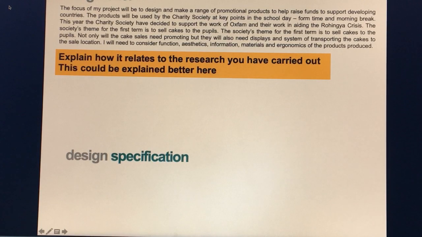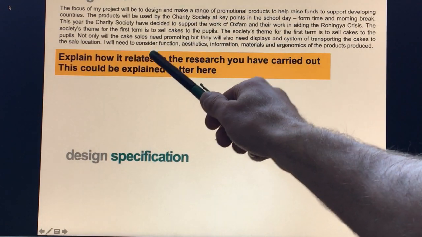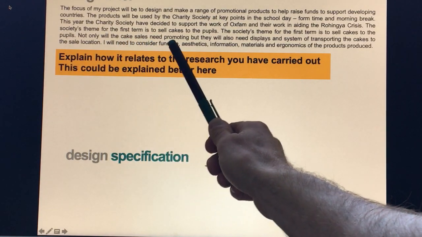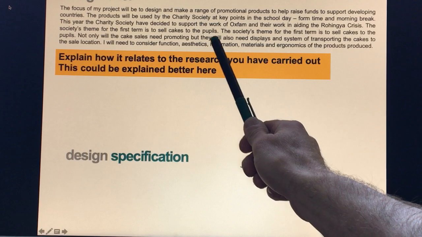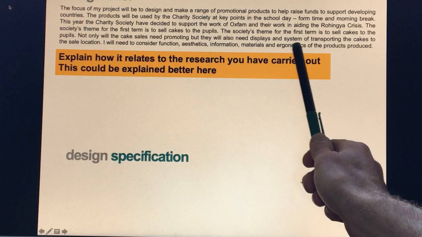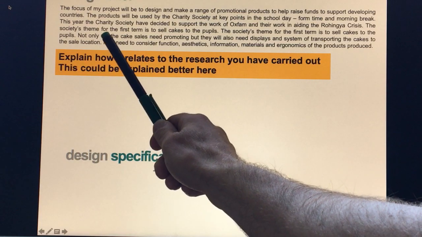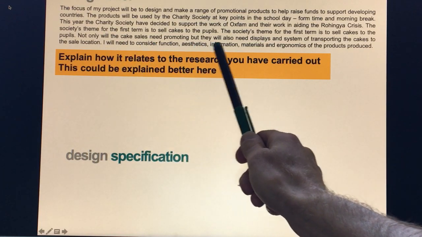Then we've got the society's theme for, we've got that bit. "The society's theme for the first term is to sell cakes to the pupils. Not only will the cake sales need promoting, but they will also need displays and systems of transporting the cakes to the sale location. I will need to consider function, aesthetics, information."